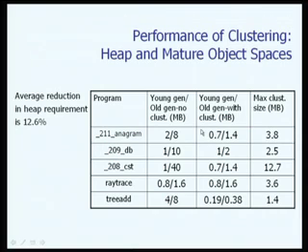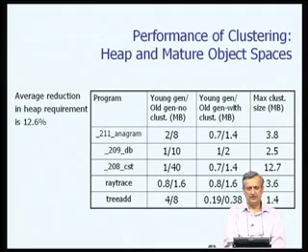So, the moral of the previous two graphs is that the pause time of the concurrent garbage collector is improved, that is, reduced, whereas the elapsed time of the concurrent garbage collector increases the program completion time a little bit. What about the performance of clustering itself?